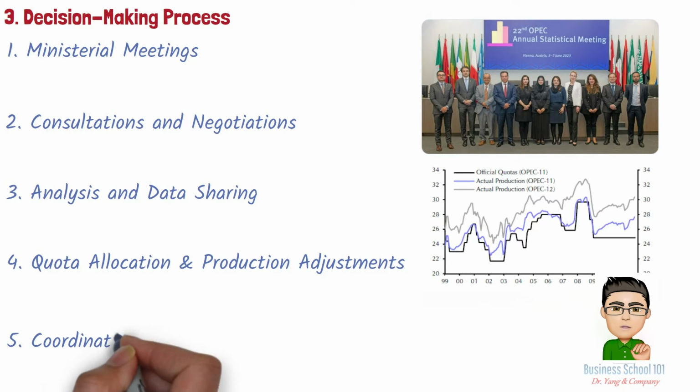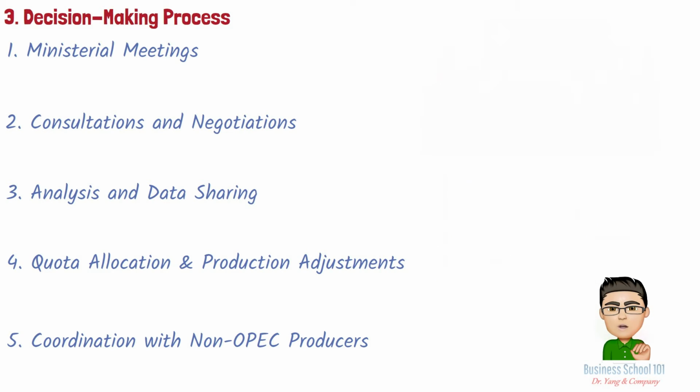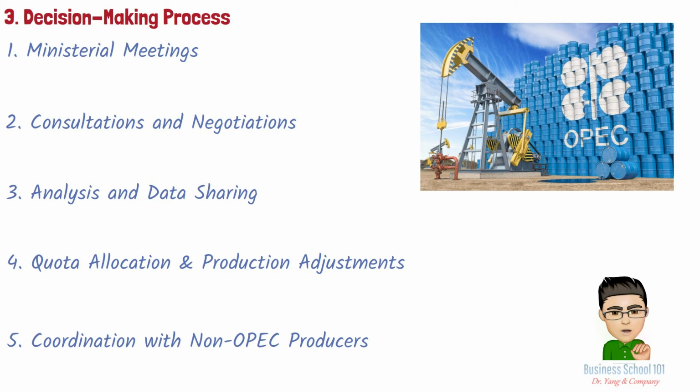5. Coordination with non-OPEC producers. OPEC has engaged in collaborations with non-OPEC oil-producing nations, most notably with Russia and other countries through the OPEC Plus framework. These partnerships involve discussions and negotiations to collectively manage global oil supply and prices.